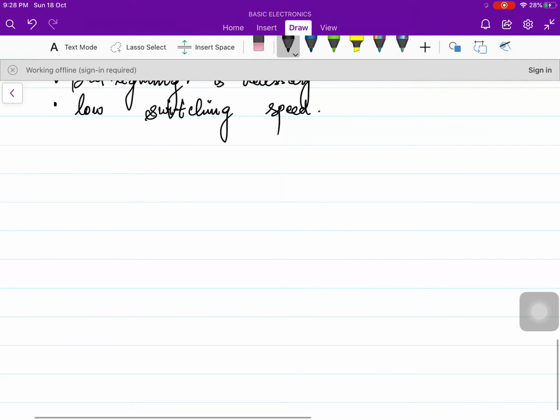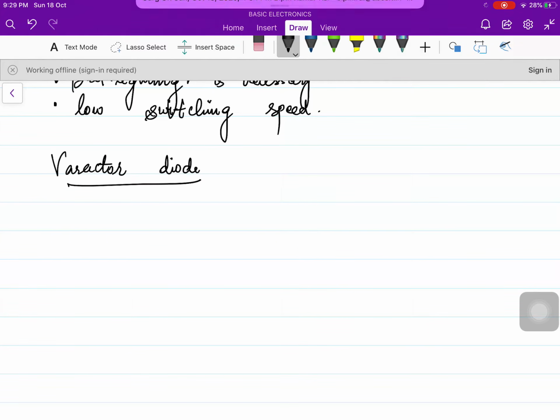So now let's move on to the Varactor diode. And what is a Varactor diode? Because the word diode is included, that means a PN junction is present there. So a Varactor diode is a reverse biased PN diode. That means it will operate during reverse bias and it utilizes the inherent capacitance of depletion layer.